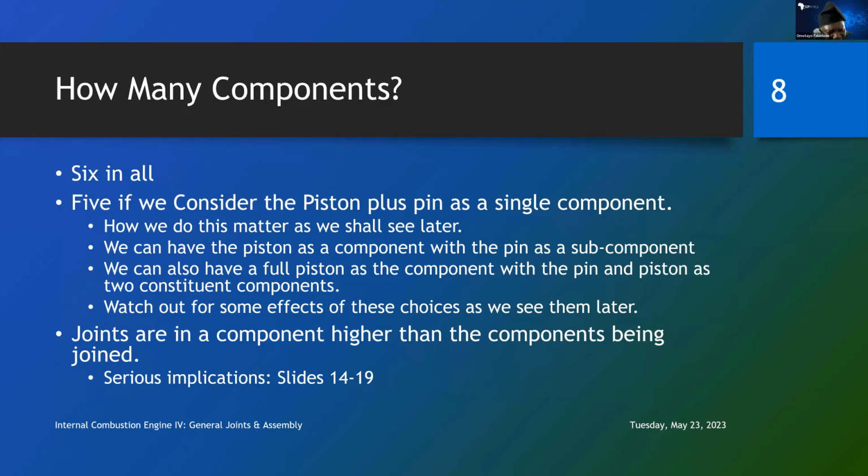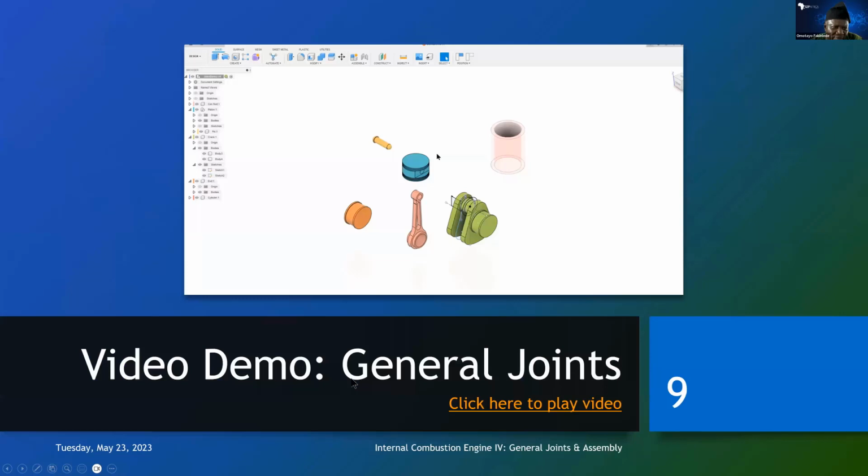Watch out for some effects of these choices as we see them later. Joints are in a component higher than the components being joined. Serious implications in slides 14 to 19. So if you have a component containing other components, it's that containing component that is going to have the joints.